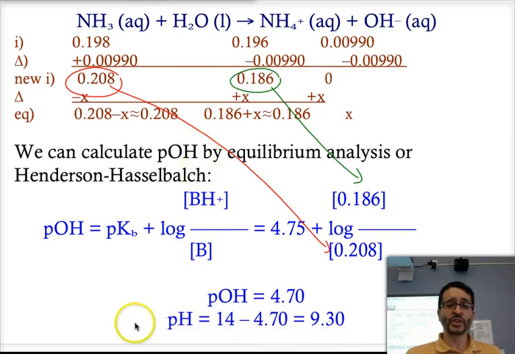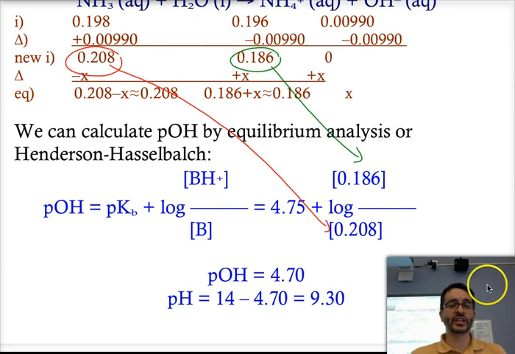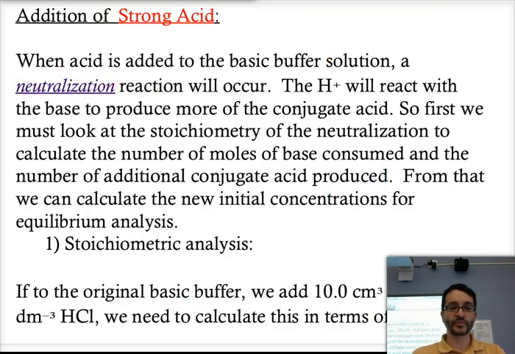When we do that, we see that the value of the pOH changes to 4.70 from 4.75 before, and the value of the pH increases to 9.3 from 9.25 before, but the increase is not very large. It's almost no change in the pH, which is again acting as a good buffer.